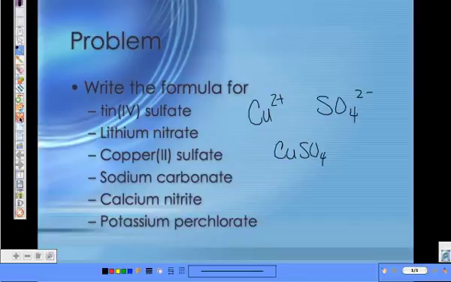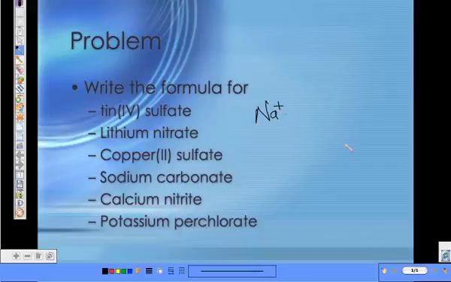Sodium carbonate. It's Na plus. What's carbonate? So do these balance each other out? No, a +1 and a -2 do not balance each other out. How many sodiums do we need? 2. So we would have Na2CO3. Now this time we don't have to put parentheses around this one either because we aren't putting a subscript outside of the nitrate or the carbonate.